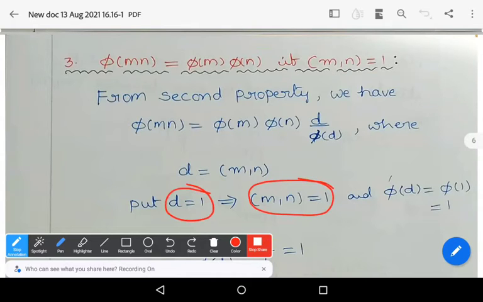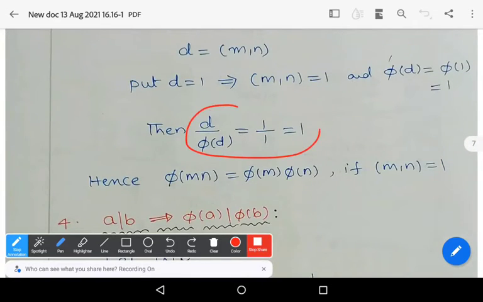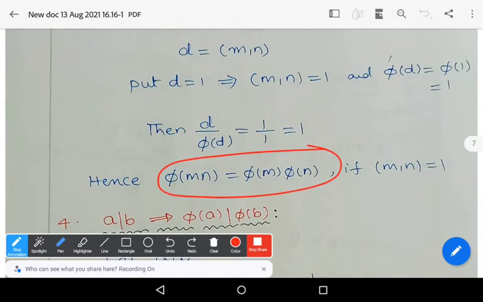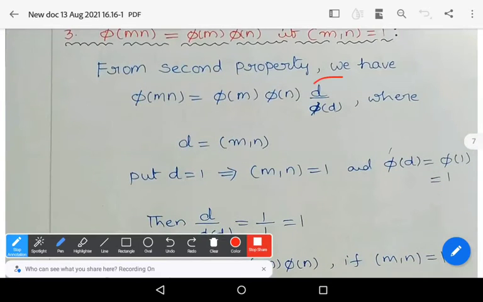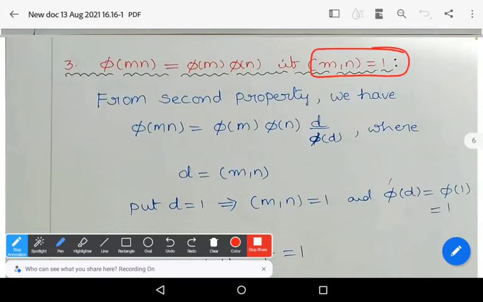If the value of d is equal to 1, then phi of d is equal to phi of 1. We know that phi of 1 is equal to 1. Then d divided by phi of d becomes 1, simply because d is 1 and phi of d is also 1. So you get 1 by 1 is equal to 1. Using this relation in the above one, we get phi of mn is equal to phi of m into phi of n. Here you observe that d divided by phi of d is equivalent to 1. This case happens only if gcd of m comma n is equal to 1, which means the value of d is equivalent to 1.